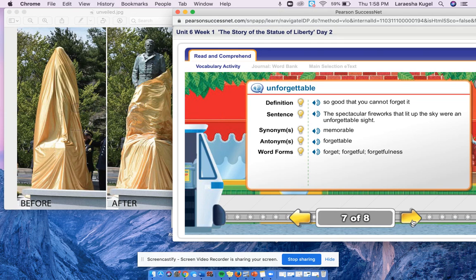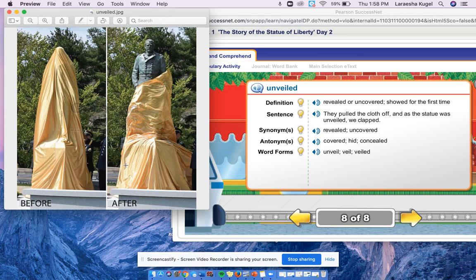Okay, and our last word this week is unveiled. Unveiled means revealed or uncovered or showed for the first time. The sentence would be, they pulled the cloth off as the statue was unveiled, we clapped. So you can see that that's what we see here in the picture. The statue is covered, and then as they unveil it, they take that cloth off, you can see it. Other synonyms would be revealed or uncovered. Antonyms would be covered, hid, or concealed. And word forms would be unveil, veil, and veiled.